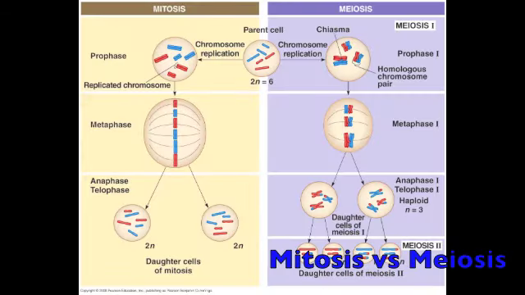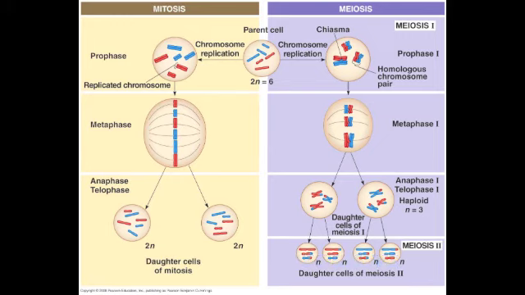Mitosis and meiosis have some key differences. In mitosis, DNA replication occurs during interphase before mitosis. There's one division and the result is 2 diploid cells, genetically identical to the parent. In meiosis, DNA replication occurs during interphase, before meiosis I. There are 2 divisions. In addition, synapsis occurs and results in 4 genetically different haploid cells that contain half the number of chromosomes as the parent.